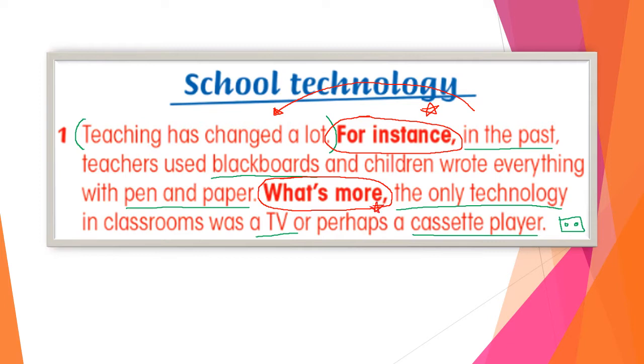What's more is a term we can use to add more information. So here we gave an example, and then we wanted to add some more information, so we included what's more. So in this paragraph, we're looking at the past, right? We're starting by thinking about what technology was like in classrooms. Let's look at our second paragraph.